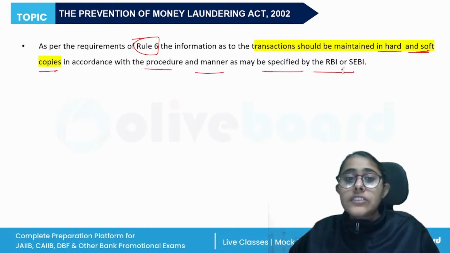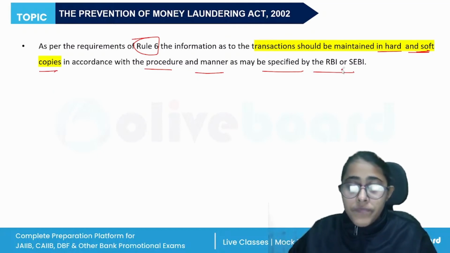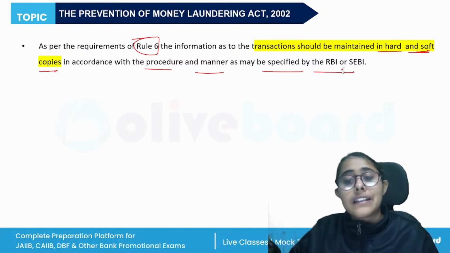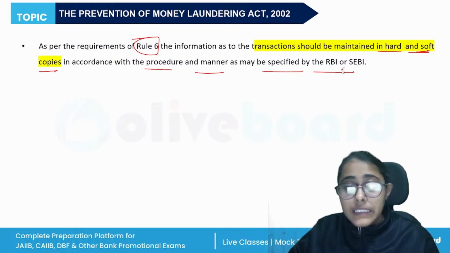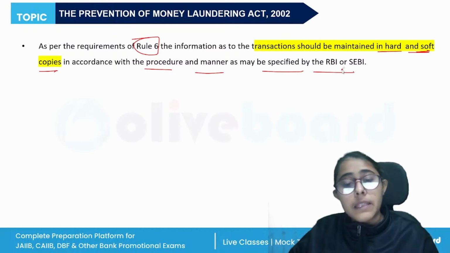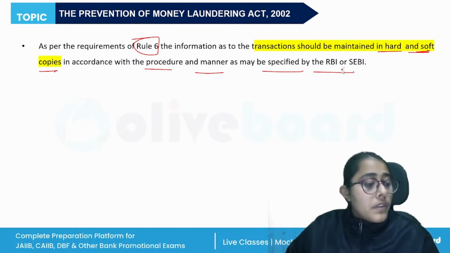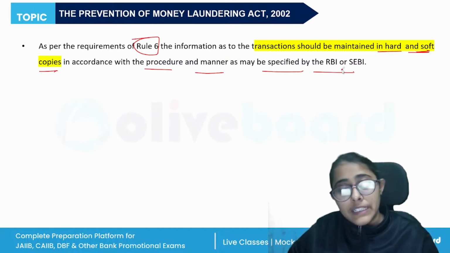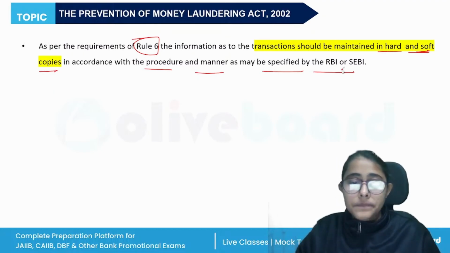So when we talk about these transactions, the transactions will include the nature of the transaction, whether it is made by payment order, cashier's check, demand draft, internet transfer, or any other mode. Then the amount of the transaction and the currency in which it was denominated, whether in rupees or the equivalent foreign currency, the date on which the transaction was conducted, and the parties to the transaction. The beneficiaries' details will also be included. So this information will be contained in the records. The records will be maintained in hard as well as soft copy.